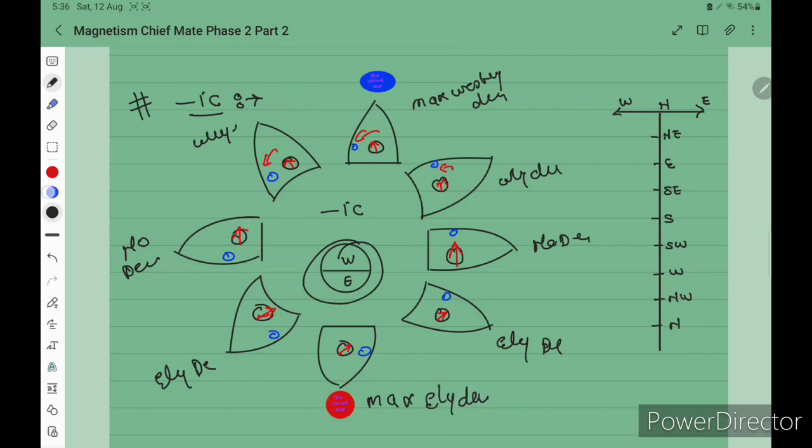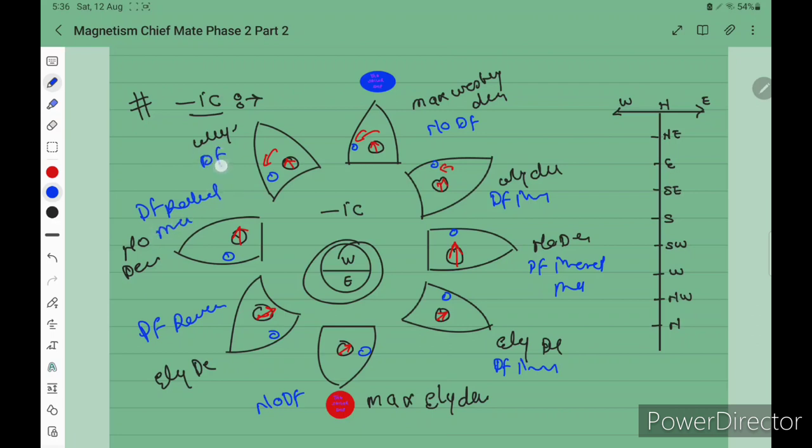Okay, DF. No DF. DF increased because in line. DF increased maximum. No DF. DF reduced, maximum reduced. How does the graph look?